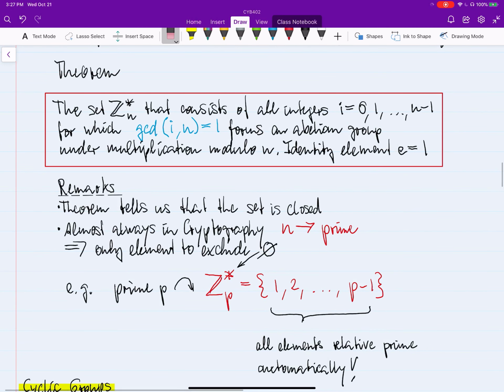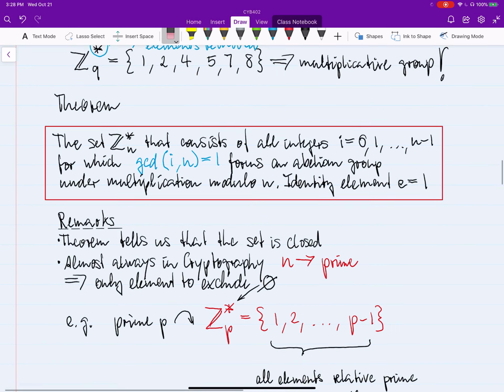Okay, so here's the theorem. The set Zn star that consists of all the integers i from 0 up to n minus 1, for which each element tested doesn't share a factor other than 1 with n, those elements form an abelian group under multiplication modulo n. And the identity element is 1.